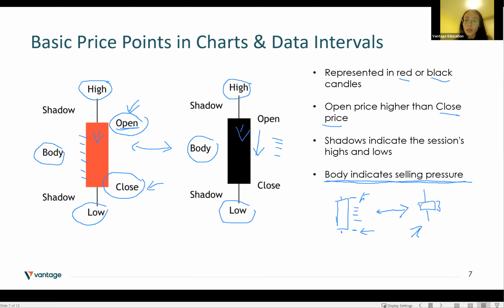Understand that a candlestick with a very small body usually represents uncertainty in the market. The one with a long body usually represents very strong selling or buying pressure. Because this is a bearish candle, the body that we have over here, a bearish body, would represent strong selling pressure.